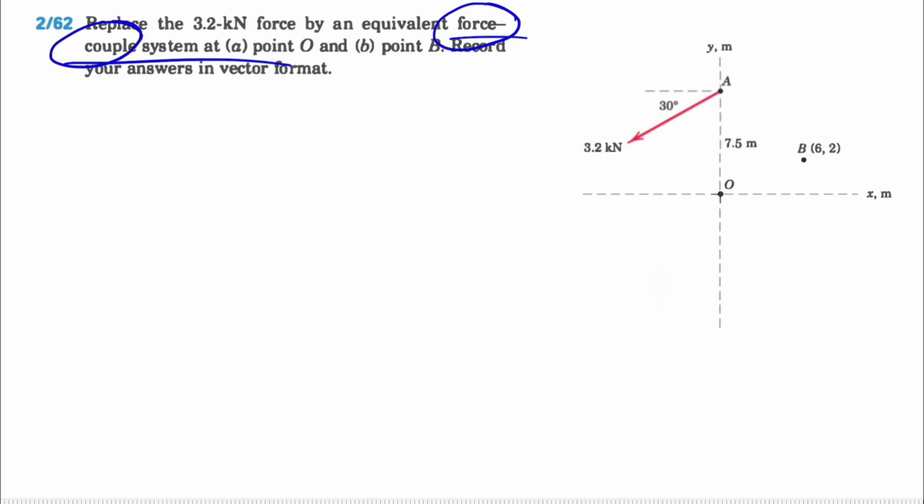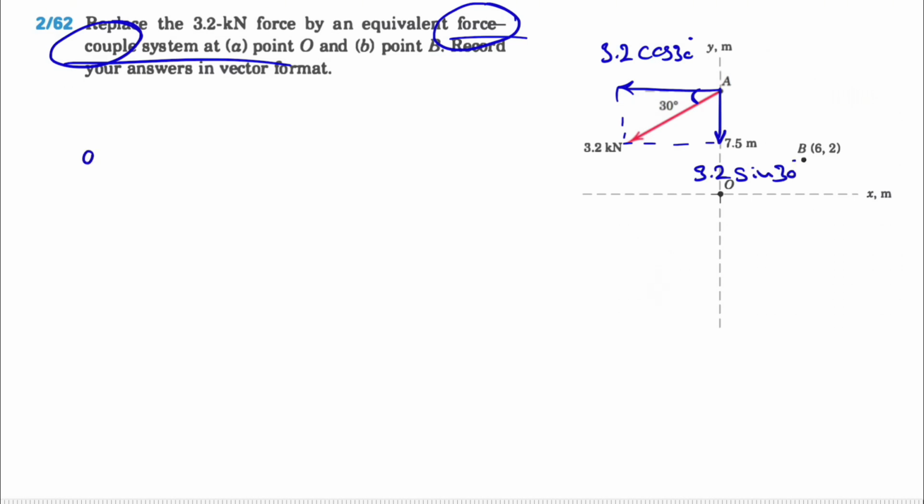There is only one single force, and since we have to show it in vector form, we're going to resolve it into x and y components. So this will be the x component, and we'll have this one as the y component. This angle right here is 30 degrees, meaning the x component is 3.2 cosine of 30 degrees. That's going to give us the x component, and 3.2 sine of 30 degrees is going to give us the y component.